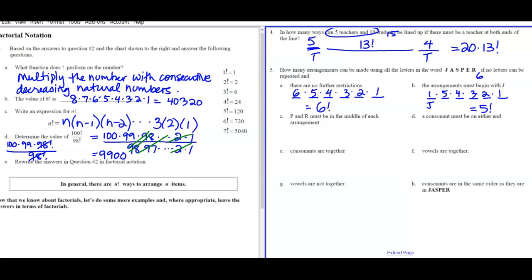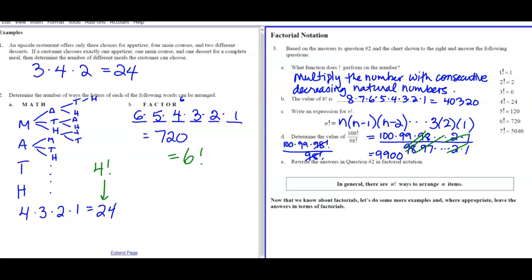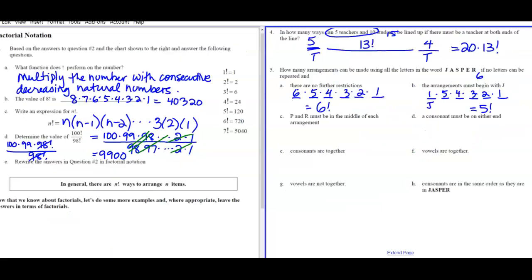Okay, so that's 5 factorial. So that's basically like taking, in our previous math one, it's saying this one has to start with an M, so we're only going to use this set of branches. Okay? So then there's 1 M, then 3 here, because there's 3 remaining letters, then 2, then 1. Okay? So that's taking one of those branches.